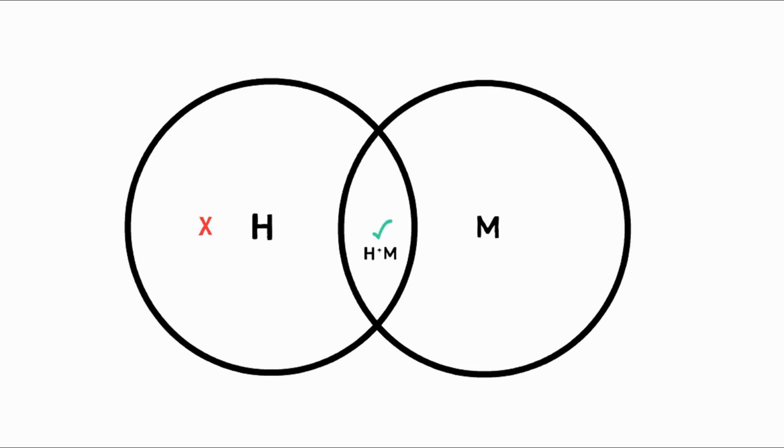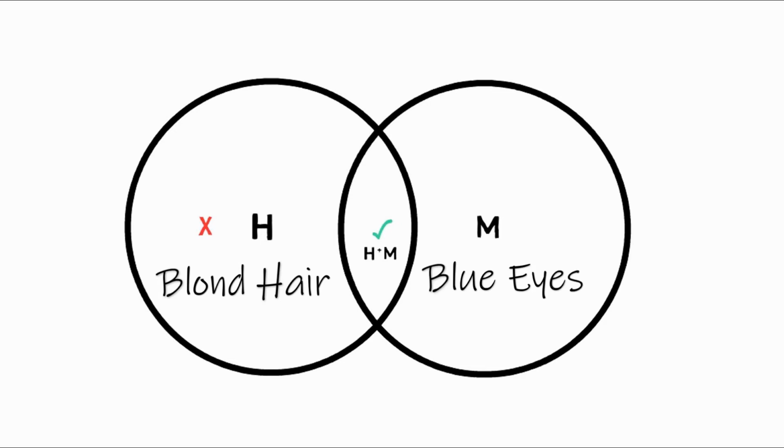So for instance, I might say of myself, I am blonde-haired and blue-eyed. Now what's required for that conjunction to be true, blonde-haired and blue-eyed? What's required is that I am both of those things together. I am blonde-haired on the one hand, I am blue-eyed on the other hand.